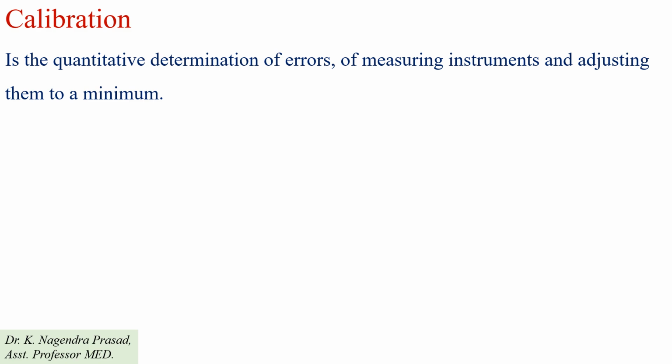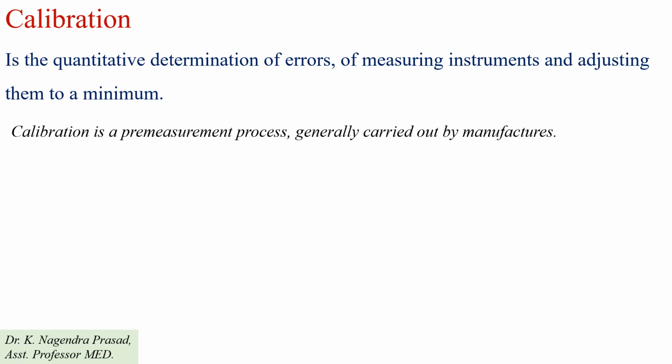Let's see another term, that is the calibration. Calibration is the quantitative determination of errors of the measuring instruments and adjusting them to a minimum. So in simple words, calibration means checking how accurate a measuring instrument is and adjusting it so that the errors are as small as possible.